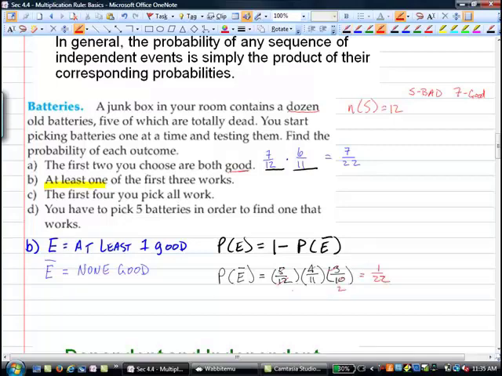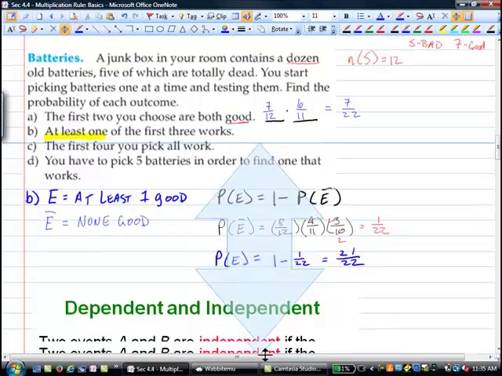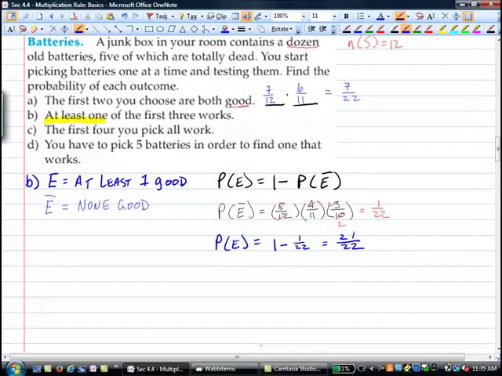So there's the probability of the complement of the event. How do I now find the probability of the event? It's 1 minus the probability of the complement, which is 1/22, and that's going to be 21/22. Well, that means that out of 3 batteries, just reaching in and grabbing 3 batteries out of the drawer, the probability is pretty good that at least one of them is good. Seems reasonable.